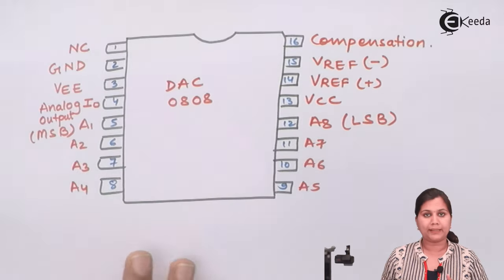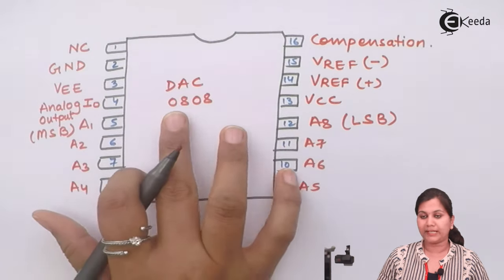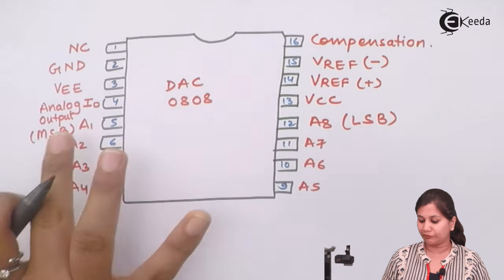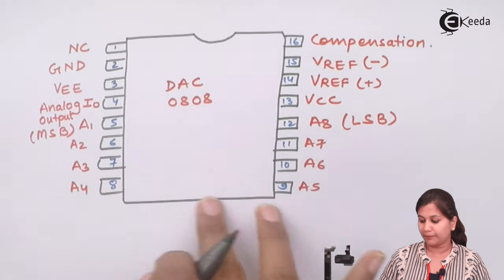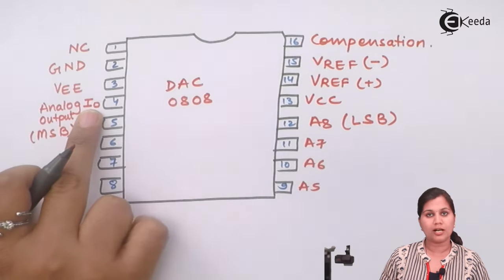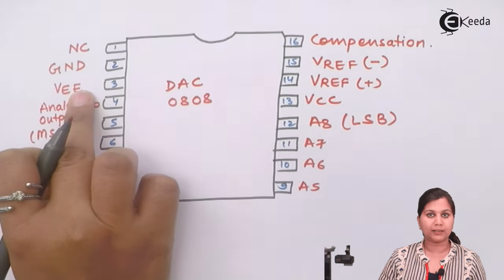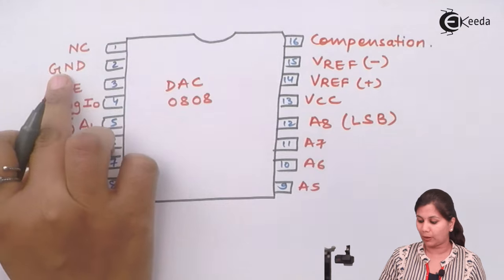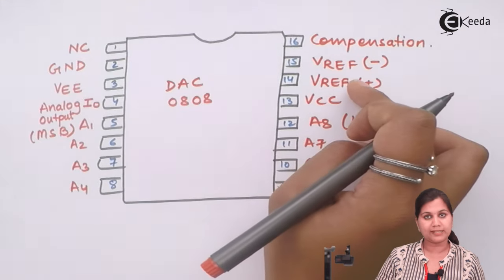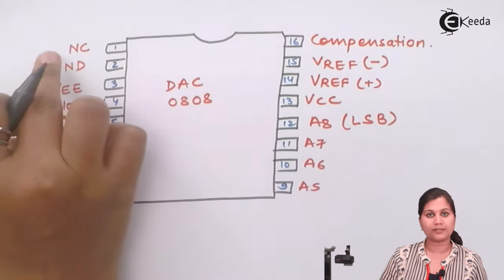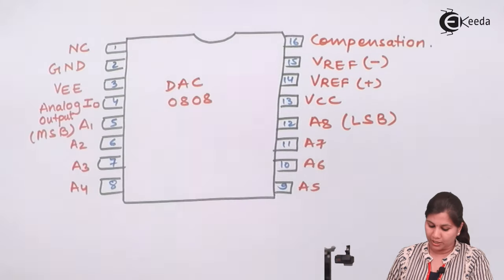So this is the pin diagram of the 0808 digital to analog converter. You can see we have 8 digital input lines and 1 analog output line. The rest are VCC and VEE, the power supply connections, ground is there, this is the reference external signal, and 16 is for compensation, 1 is not connected.